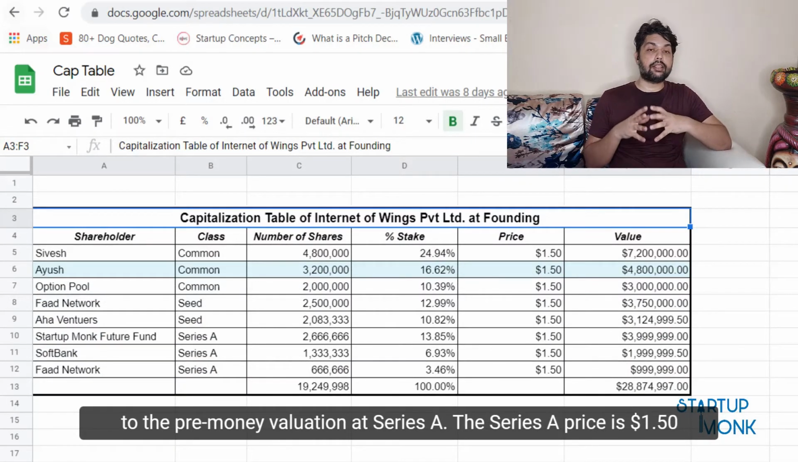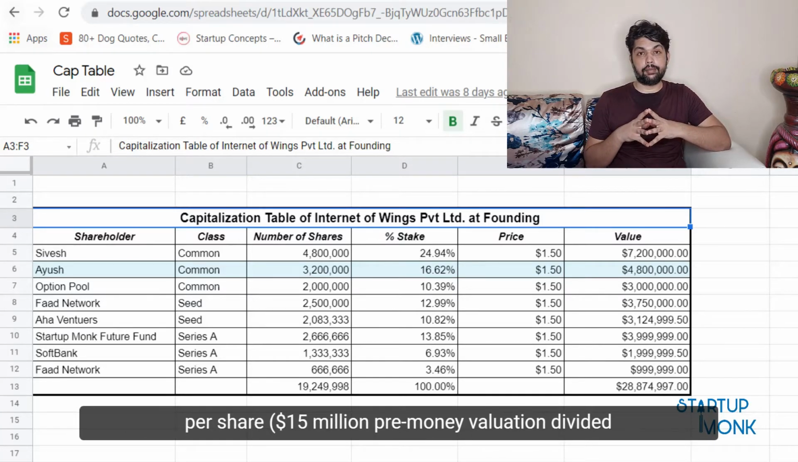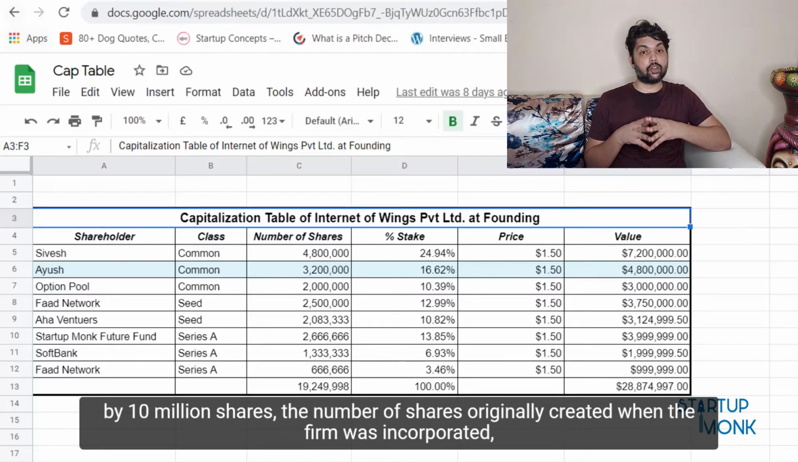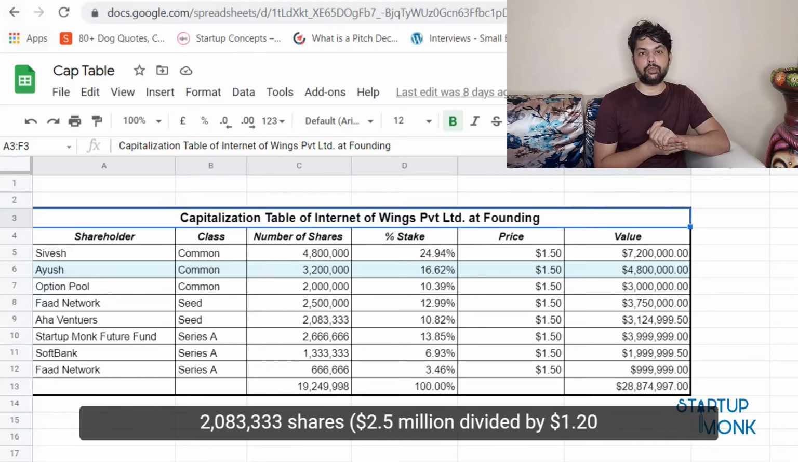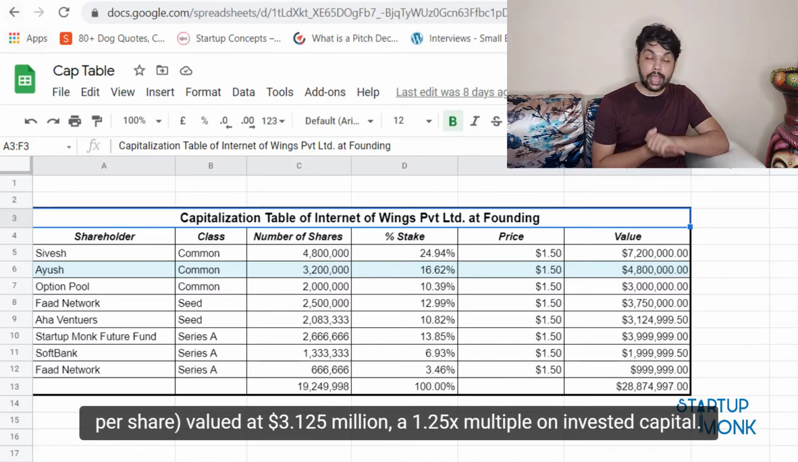The Series A price is $1.5 per share, $15 million pre-money valuation divided by 10 million shares, the number of shares originally created when the firm was incorporated, which we noted earlier. So at a 20% discount, $1.2 per share, AHA Ventures' 2.5 million investment converts to 2,083,333 shares. That is 2.5 million divided by $1.2 per share, valued at 3.125 million, a 1.25x multiple on invested capital.